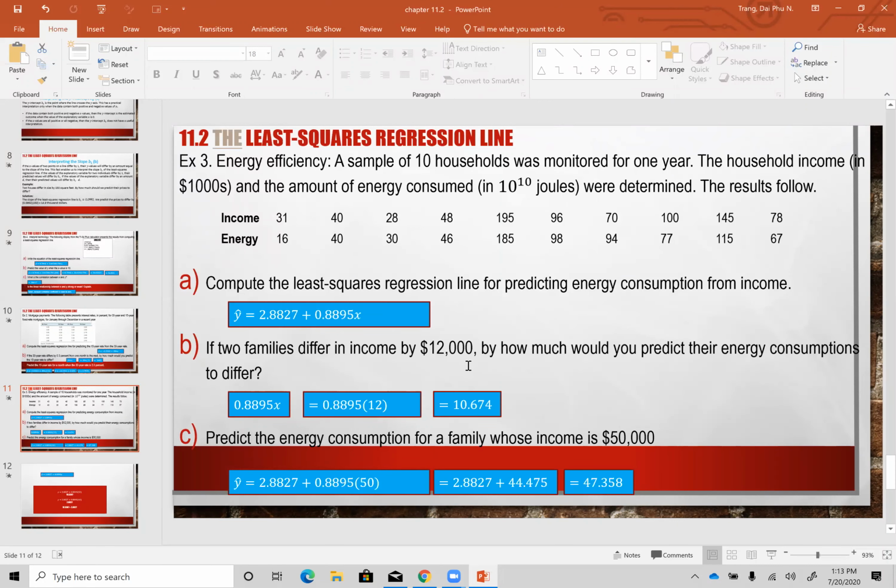If they ask you to predict a value, you have to predict the y, and to predict the y, you have to plug into this equation. Yes. And if they give you the difference, then there is a shortcut, which is fine: take the slope times the difference. Yes.